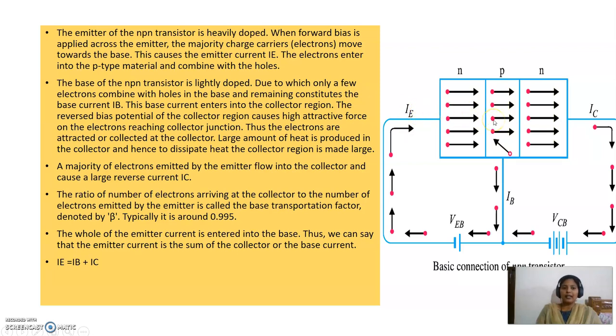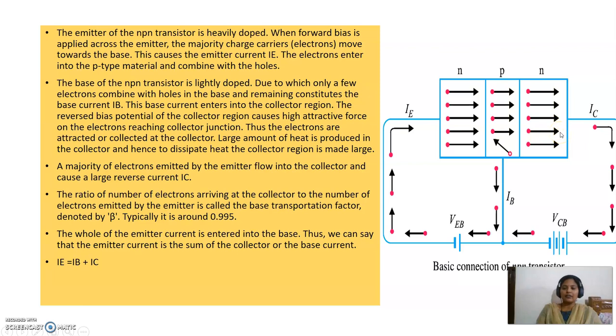Now as the electrons enter into the p-type layer, this is the base. This base is very thin in size and very lightly doped. So only a few electrons will combine with holes in the base and the remaining constitute the current IB. Now the remaining electrons enter into the collector region. Because of the reverse bias potential of the collector region, there will be a high attractive force on the electrons. Thus the electrons are attracted towards the collector, so all the electrons are collected in the collector region.